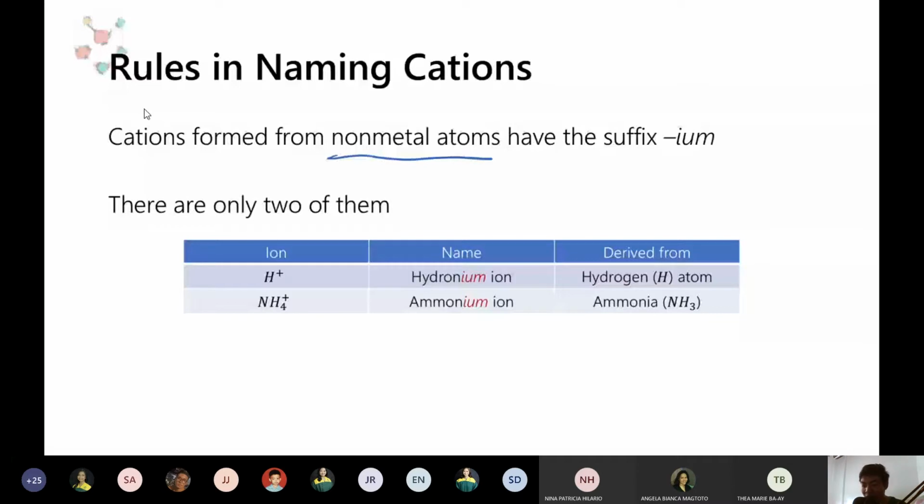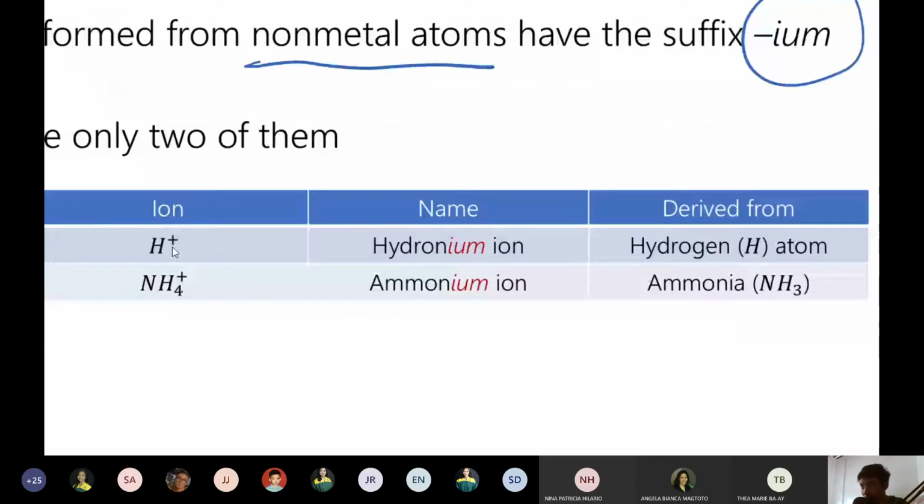Usually, ang ending nila ay -ium, no? And dalawa lang sila. So, ito, kailangan nyo na lang ito kabisaduhin. Dalawa lang naman yan eh. So, kayang-kaya nyo yan. Okay, so, what are the two non-metal cations? So, we have H plus and NH4 plus, no? Okay, so let's have H plus.